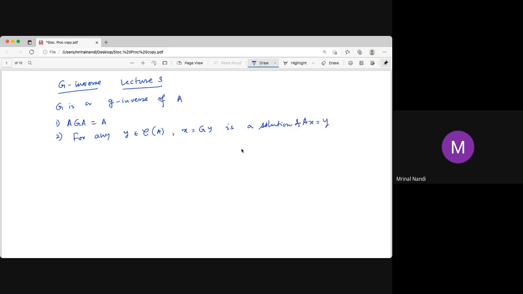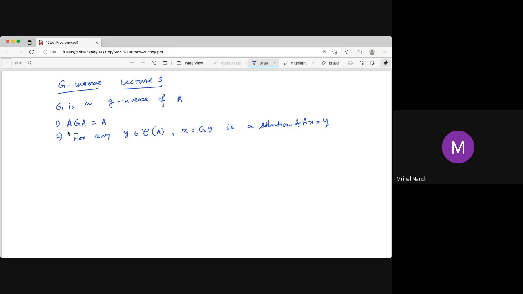So remember, the second condition is more geometrical, more motivational, but the first condition is for checking whether something is a G inverse or not. Checking whether for every y belonging to the column space of A there is a solution x equal to Gy is slightly tough. Rather, AGA equal to A is easy to check.